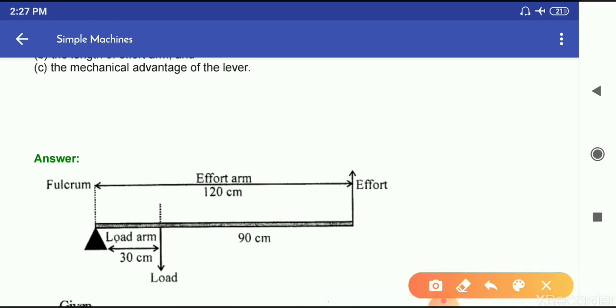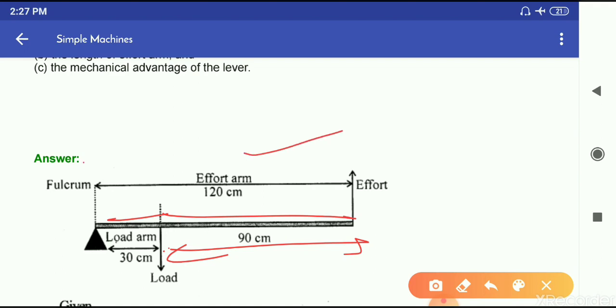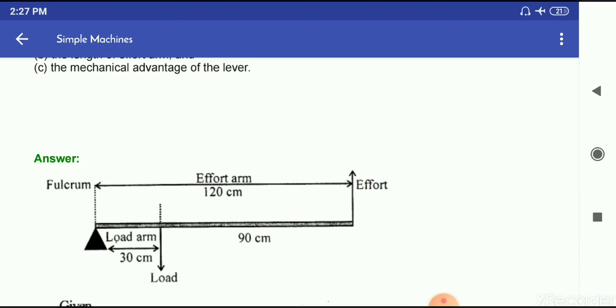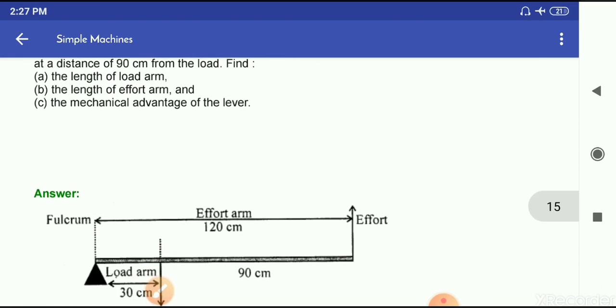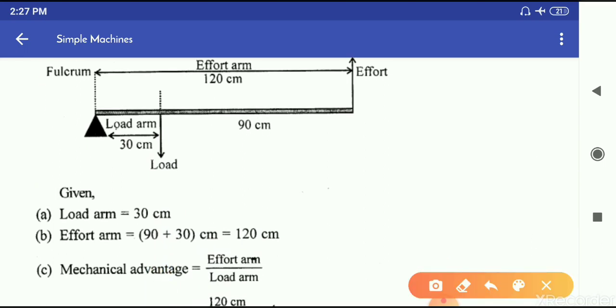From this, the distance of effort from load is 90 centimeter, therefore effort arm will be 90 plus 30, because effort arm is the distance between the fulcrum and the effort. So the distance between the fulcrum and the load is 30 and effort and load is 90, therefore effort arm will be 90 plus 30, that is 120. Okay, so we have to find the load arm. Load arm we have already found from the diagram, 30 centimeter, effort arm 120 centimeter.